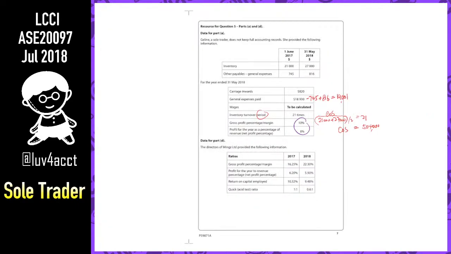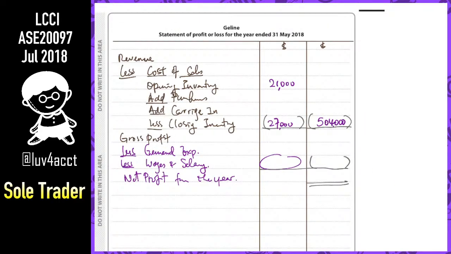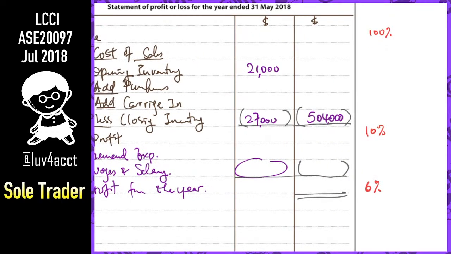Okay, this time we are given the margin. That means margin is 10%. Okay, so let me write down. If revenue is 100%, then gross profit will be 10% of revenue, and 6% will be the profit. We do not have revenue, we do not have gross profit, but then we have cost of sales.